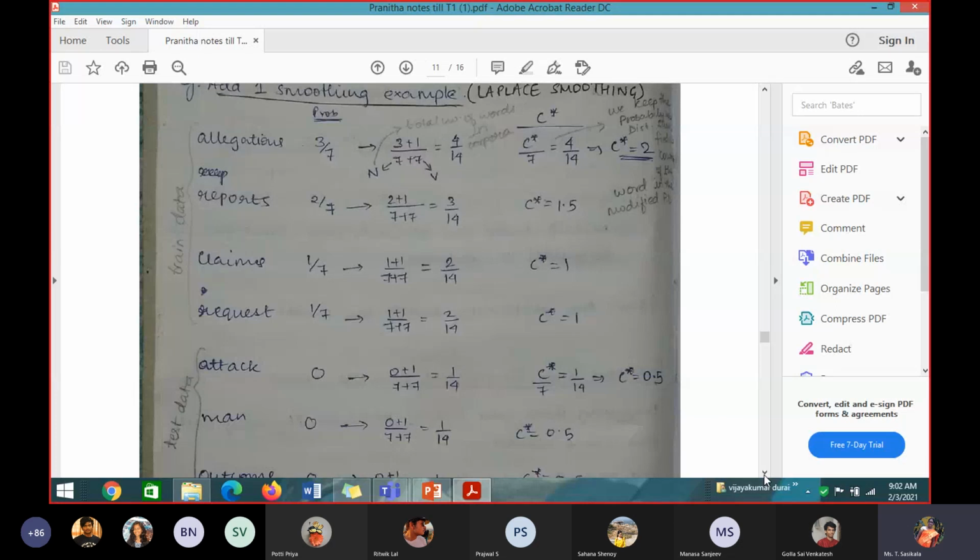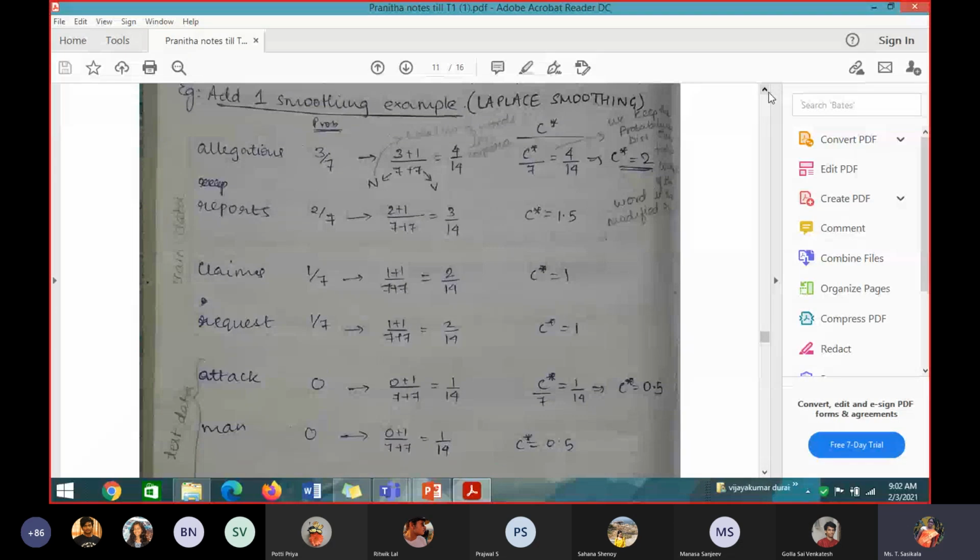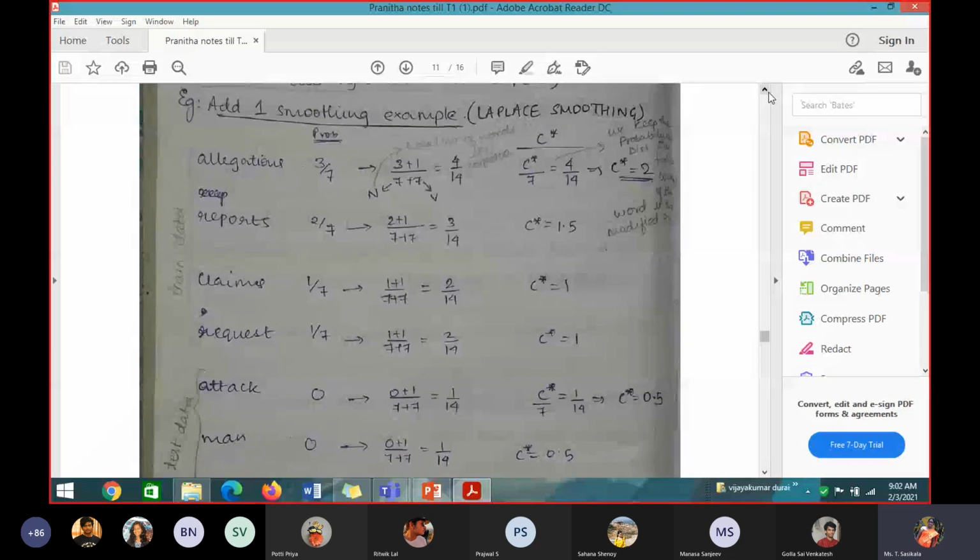Can you all see the screen, students? Yes, ma'am. So take this, add 1. Now I am giving add 1 estimation, and the problem will be like this. Using add 1 estimation or Laplace smoothing, with k value as 1, find the probability for the unseen trigrams: denied the attack, denied the man, and denied the outcome. The training data sets are denied the allegation 3 times, denied the report 2 times, denied the claim 1 time, and denied the request 1 time. So totally, how many sentences do I have in total?